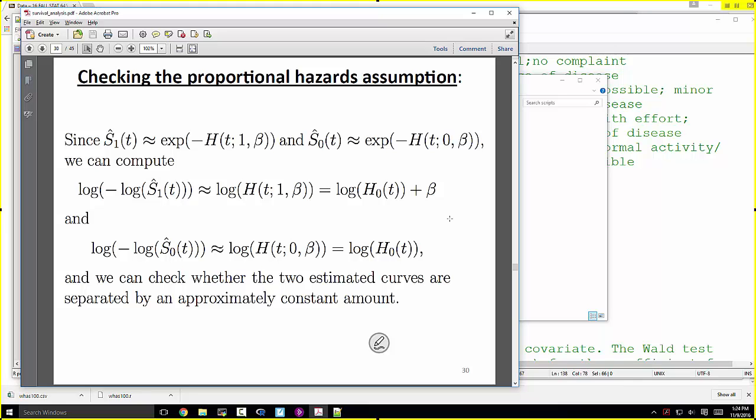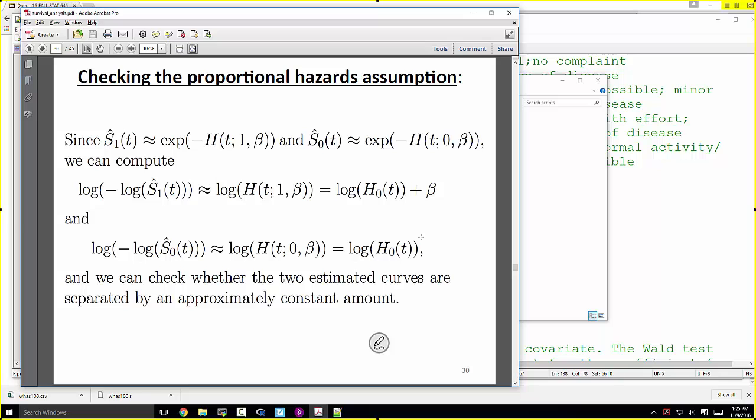So if you have a binary covariate like treatment and control, and you want to ask, does proportional hazards appear to hold with respect to that covariate? That's really what we want to do with a Cox model: ask, does proportional hazards appear to hold with respect to each of the covariates in the model? So for this covariate, we can get an estimated survival probability curve for treatment group and one for control group, and they need to be approximately linear or parallel to each other. So I'll show you how to do that next time.